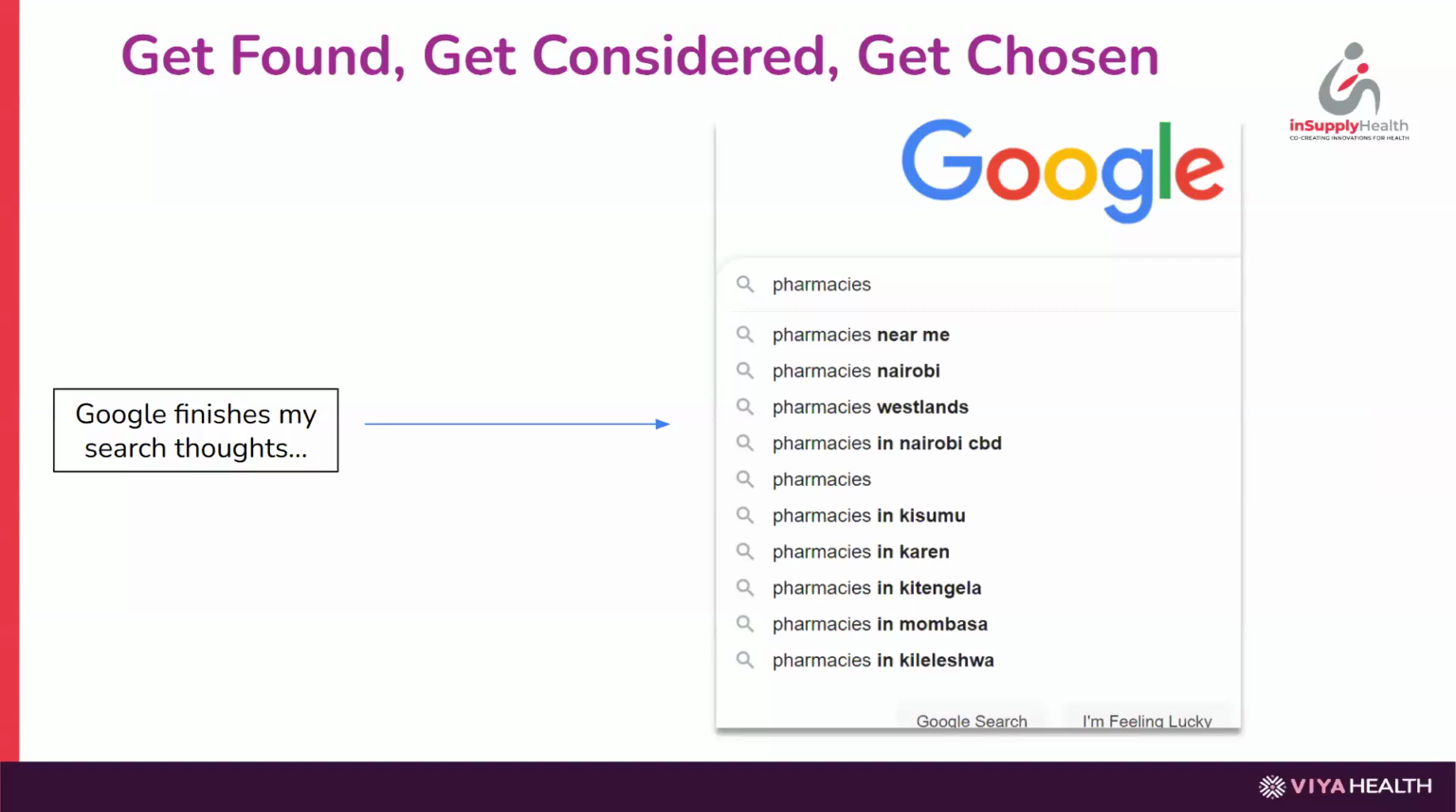So someone is searching for pharmacy, and I was searching this from Westlands. I have the search keyword as pharmacies near me. The other one would be pharmacies in Nairobi. The other one would be Westlands. And now I can choose either the first one or be specific within the location that I am. Next.